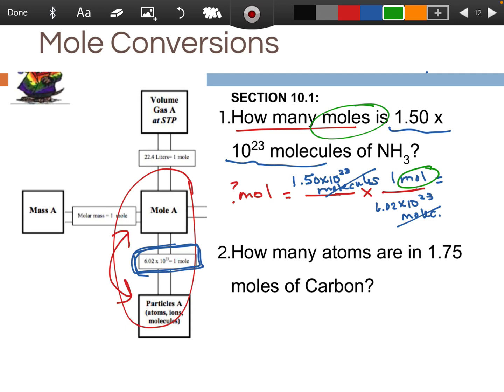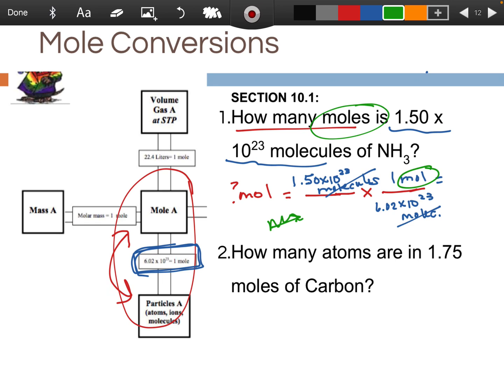So when you have your conversion set up, this bottom space is always going to be empty. The conversion factor between 1 mole and 6.02 times 10 to the 23rd, these are equal values. So when you have equal values, one is going to go on the top and one is going to go on the bottom. The reason why this first space is empty is because we don't know what 1.5 times 10 to the 23rd molecules is equal to. That's our unknown. That's what we're trying to find. So that first part always stays blank on the bottom.